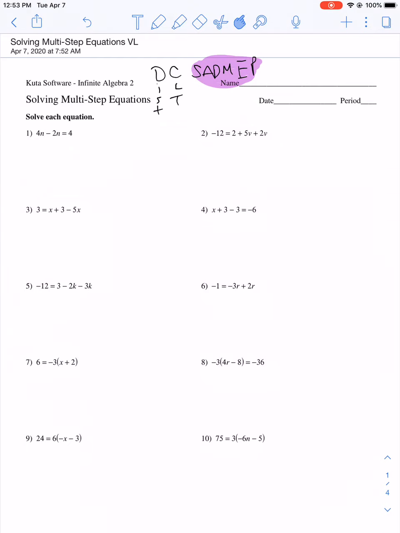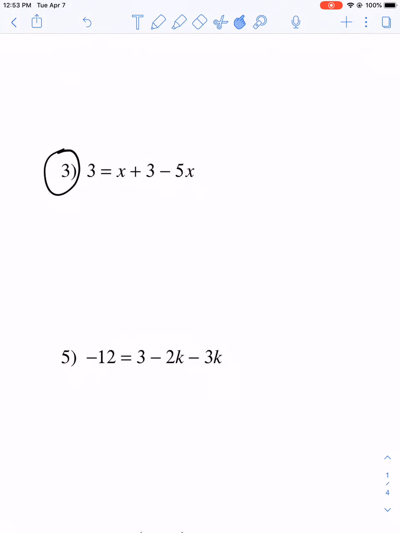So I decided I'd just do a couple random problems from the assignment that I've given you guys for the week, so we can kind of just look at how this works. So, I don't know, let's look at 3. So again, we're going to first look to see if there's any distributing to do. I don't see any distributing. I need to see if there's any combining of like terms. Okay, so since these are both x's, I can combine them. This gives me 1x minus 5x, which is negative 4x. This is still a plus 3.